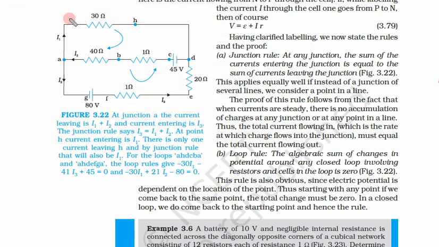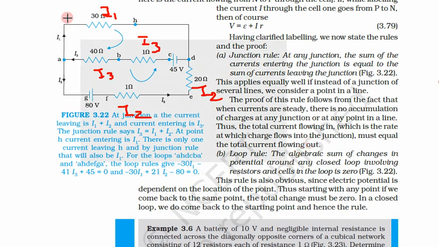What we mark, first we mark all the resistances with a current. This with I1, this with I3, and this with I2, same here as well. So these resistances are marked with some current, and their direction does not matter. We try to make it as accurate as possible, but if we could not, the current will simply become negative. So this is I1, this and this both are I3, this is I2, and this one is also I2.